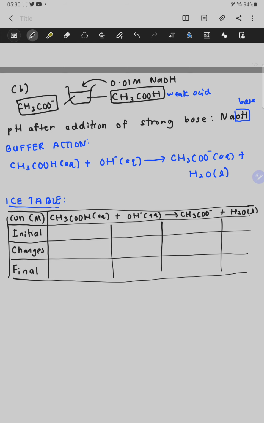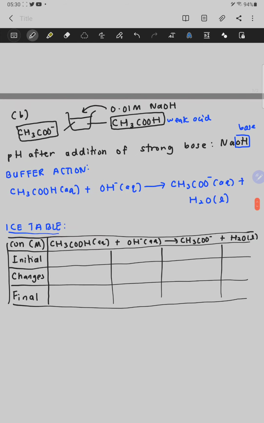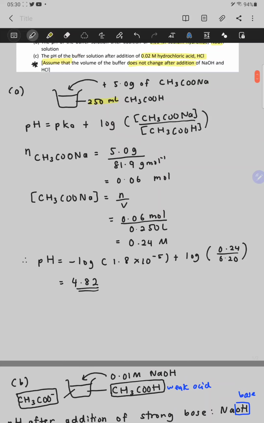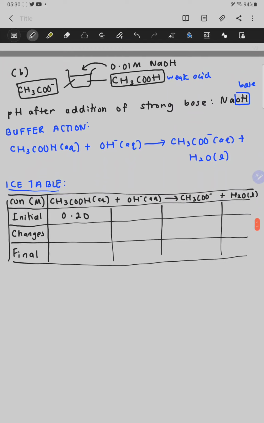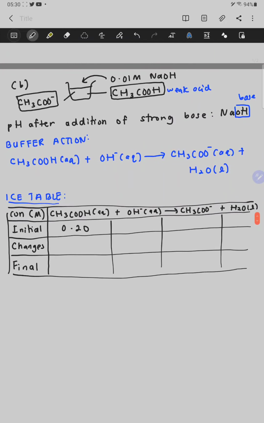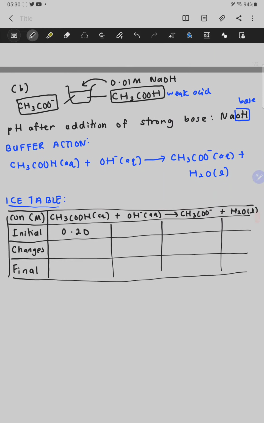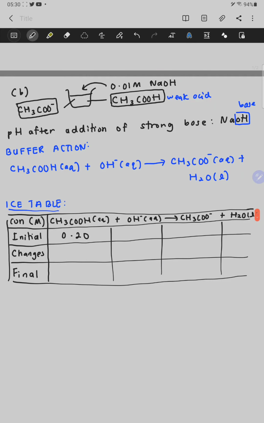So the initial concentration of weak acid inside the buffer is 0.20 molar. Let's look back. Okay, the initial concentration of weak acid is 0.20 molar, given here. So we put it in as the initial value of weak acid. And the concentration of OH- comes from sodium hydroxide. So the concentration of sodium hydroxide is 0.01 molar.